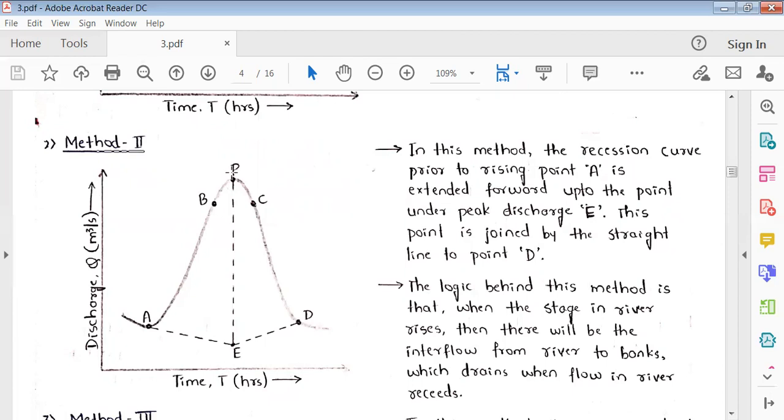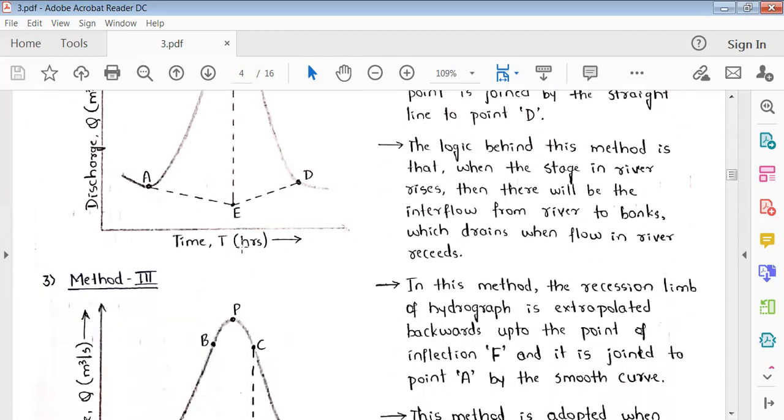And from P there is another line which is extended. Wherever these three lines connect, they become AED. Now AED becomes the base separation line. You just pull this forward and backward, and it should be connected at point E. So AED is called the base separation line. Whatever is above this AED represents the excess discharge or excess runoff.